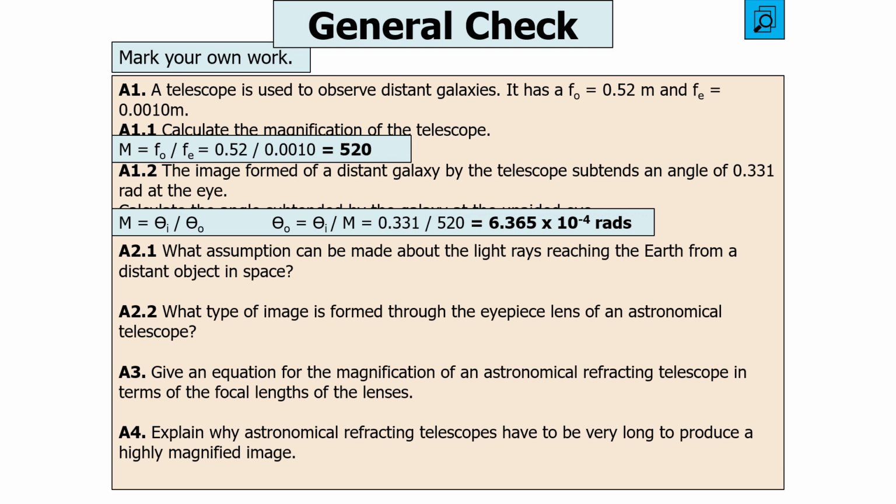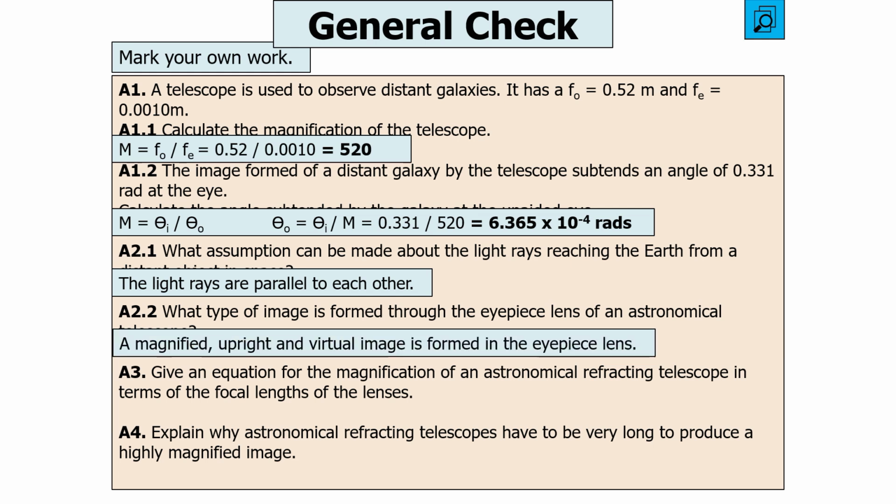Now, our assumption about light rays reaching the Earth from a distant object in space is that they've travelled so long that the light rays are now parallel to each other. Now, you should know this is a fact. The image formed through an eyepiece lens of an astronomical refracting telescope should be a magnified, upright, and virtual image formed in the eyepiece lens.